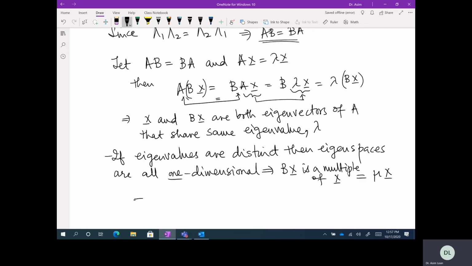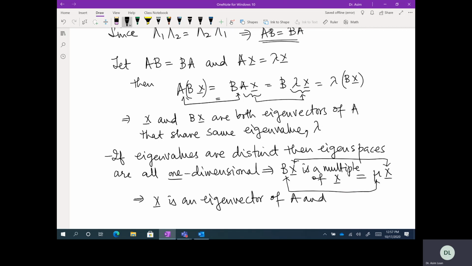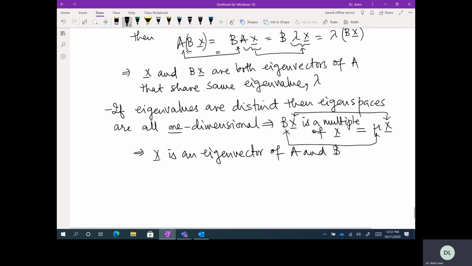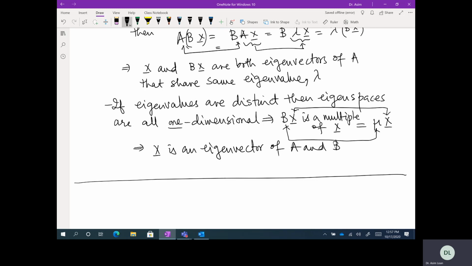So Bx is some mu x, which means mu is an eigenvalue of B. So these are the eigenvectors. The same eigenvector is shared by both A and B. So this implies x is an eigenvector of A and B. So let's stop here, and next time, inshallah, we'll try to solve the difference equation.